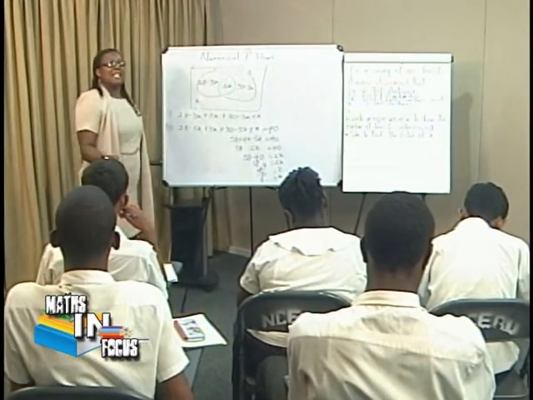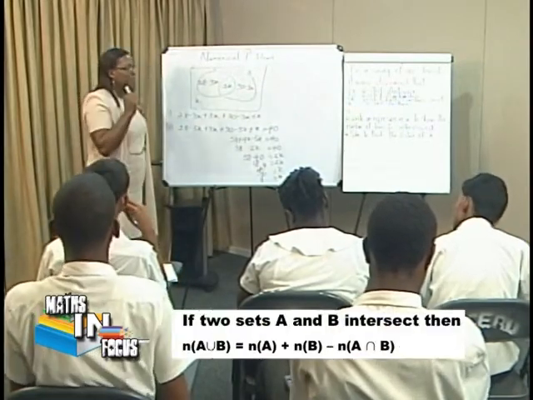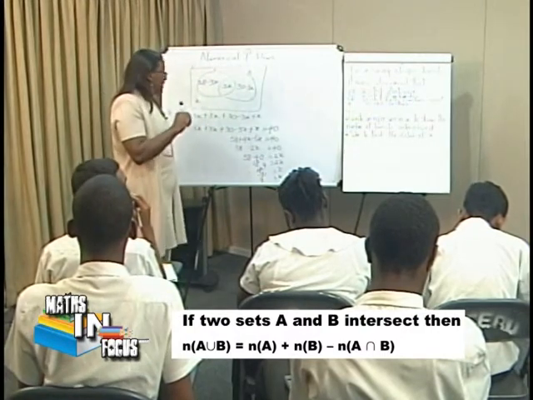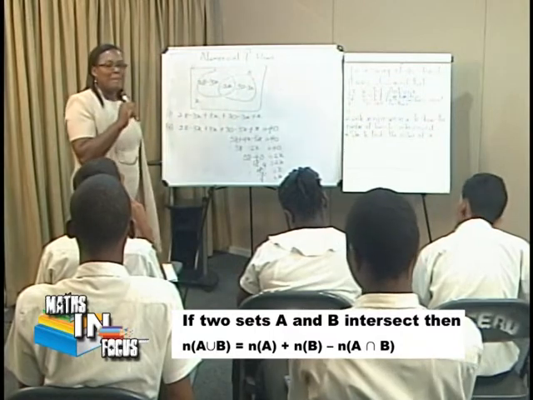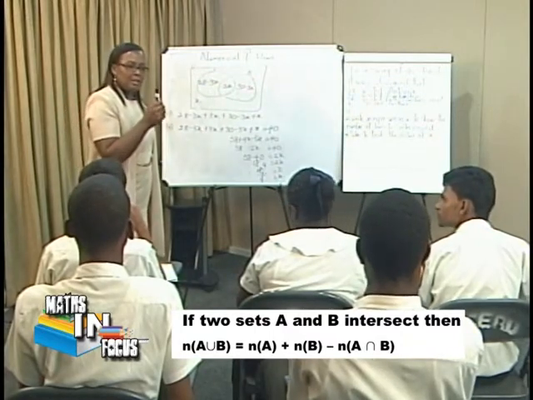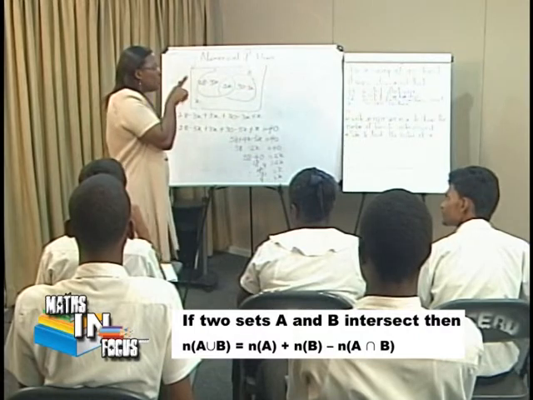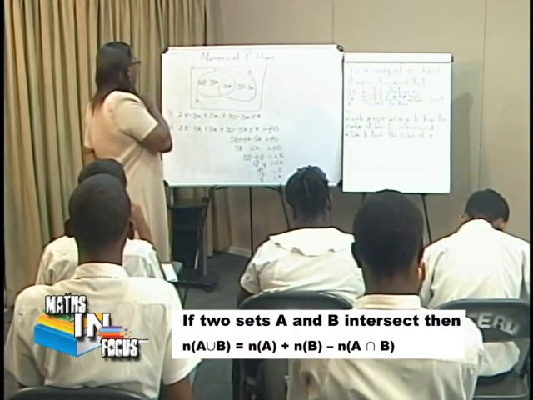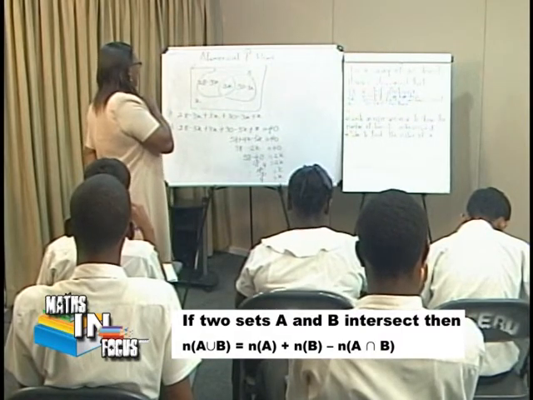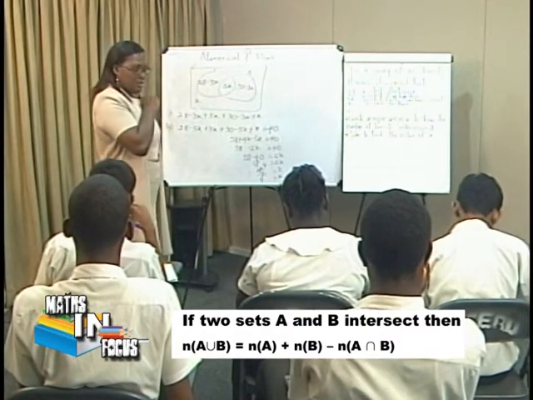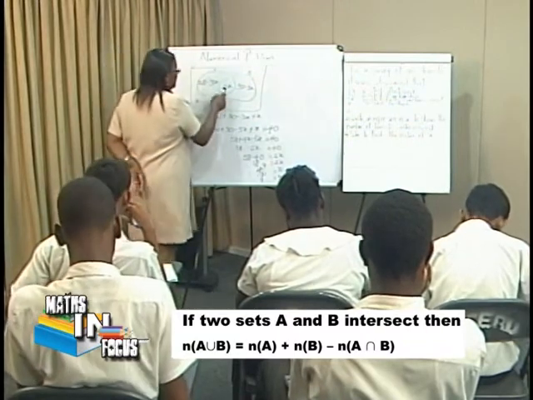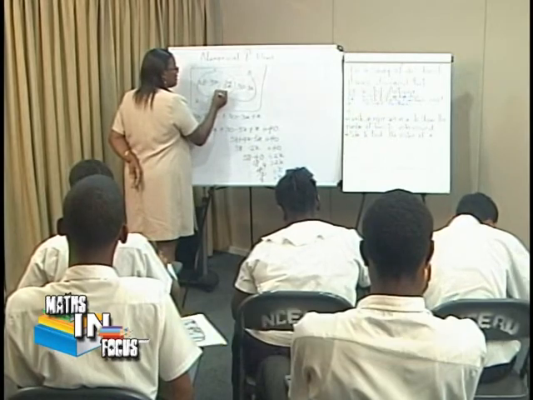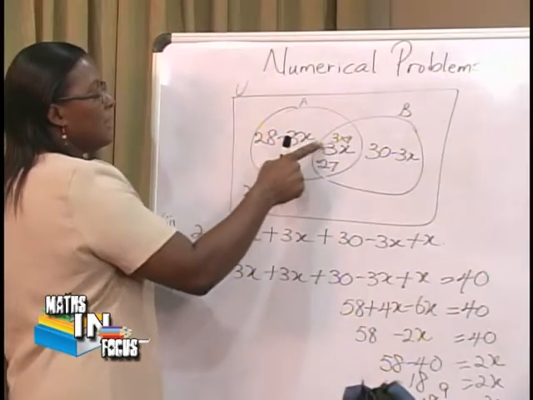So it means that 9 tourists didn't go to Antigua or Barbados. Good. And how many tourists went to both Antigua and Barbados? 27. Because here we have 3 x's, which would be 3 by 9, and that would give us 27. Good.